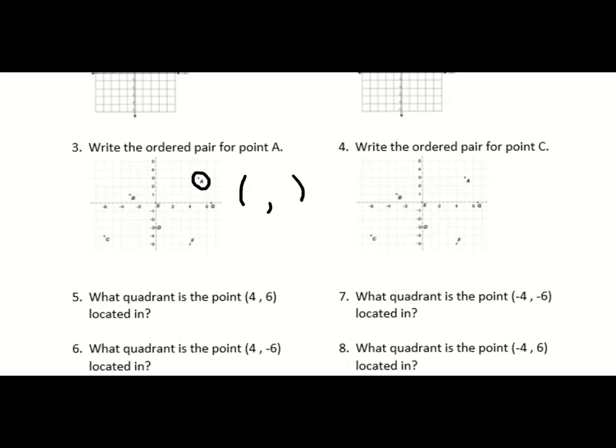Once I know the x value, I'm then going to line up my point with the y value and see where it is reaching that vertical axis. So we can see it's landing at 3. So this point A is at the point 5, 3.